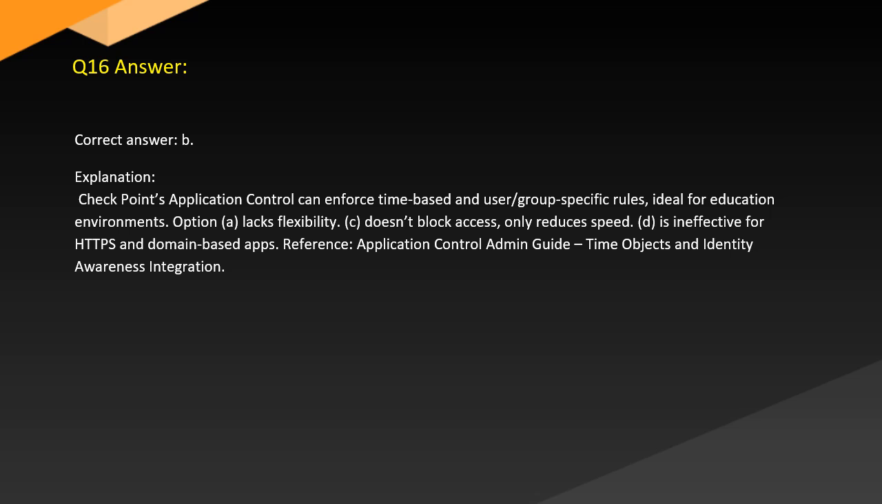Answer. Correct answer: B. Explanation: Checkpoint's application control can enforce time-based and user group-specific rules, ideal for education environments. Option A lacks flexibility. C doesn't block access, only reduces speed. D is ineffective for HTTPS and domain-based apps. Reference: Application Control Admin Guide, time objects and Identity Awareness integration.